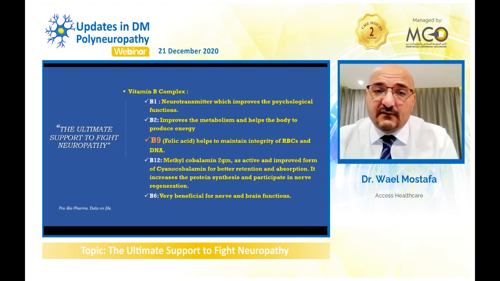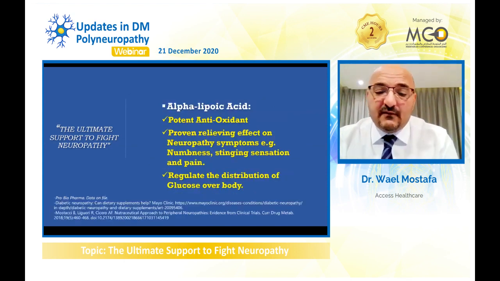As an upgrade to the formula, we added vitamin B9, which is folic acid, and helps maintain the integrity of RBCs and DNA as well. If we look at alpha lipoic acid, as Dr. Mazen said, it's very important. It's a potent antioxidant with a proven relieving effect on neuropathy symptoms, numbness, stinging sensation, and pain, and it regulates the distribution of glucose over the body.